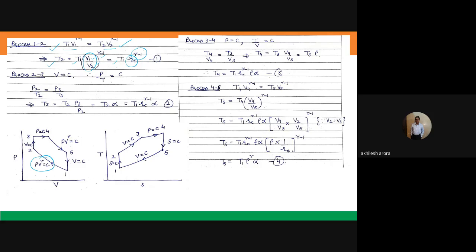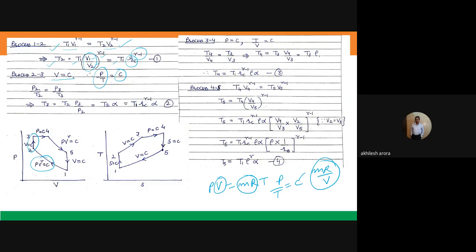Now for the second process, it is the constant volume process 2 to 3. And during this process, since volume is constant, we can say P by T is equal to constant. If you don't remember how we are calculating it, you must remember that we can always write PV is equal to mRT. m and R are constant for a particular gas, and if it's a constant volume process, what do you get? It is P by T is equal to constant, and this constant is actually equal to mR by V. Similarly, we can calculate this type of relationship for all the processes.